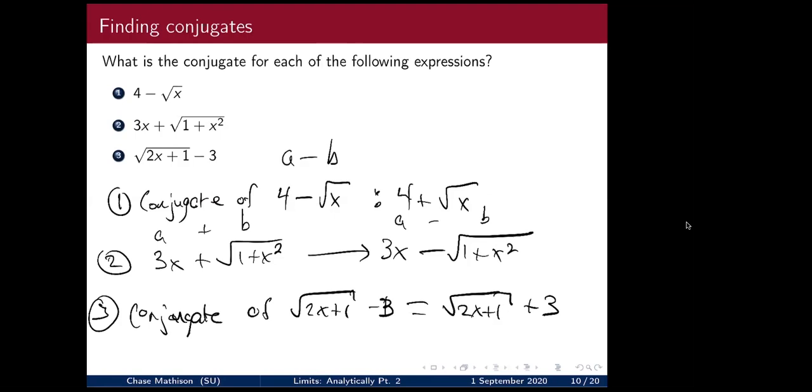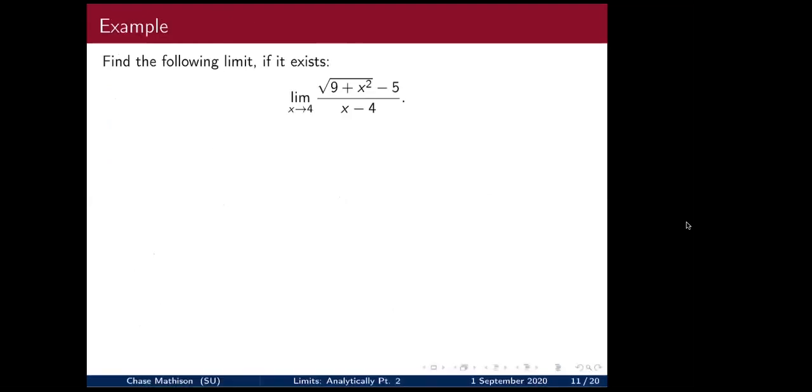Okay, so let's use this idea to find the following limit, if it exists: the limit as x approaches 4 of the square root of 9 plus x squared, all minus 5, and then divided by x minus 4.